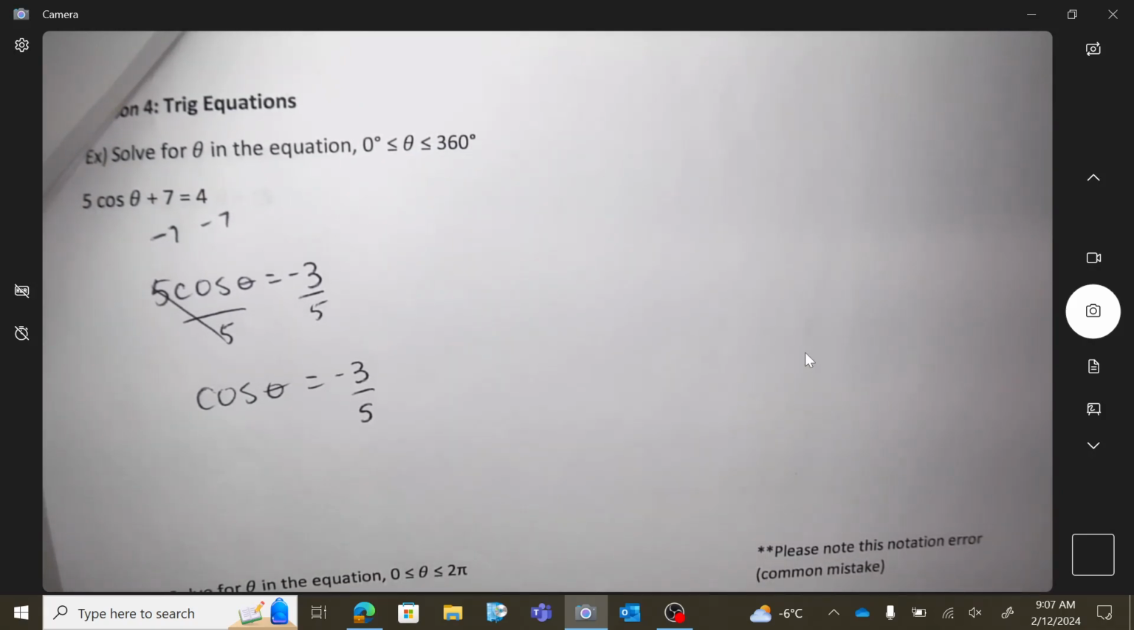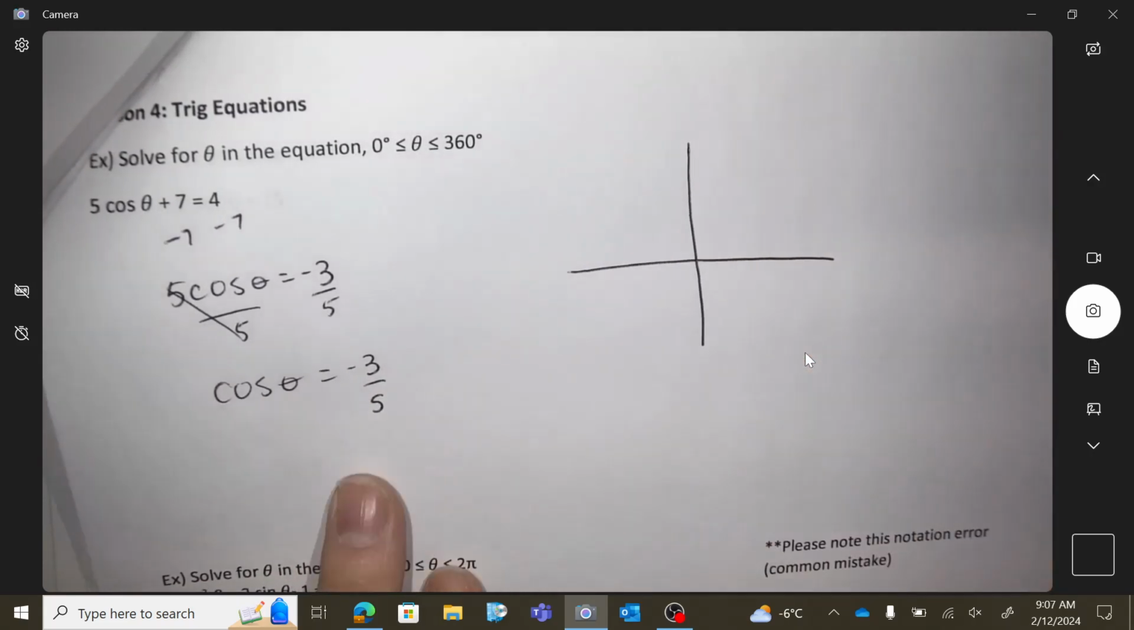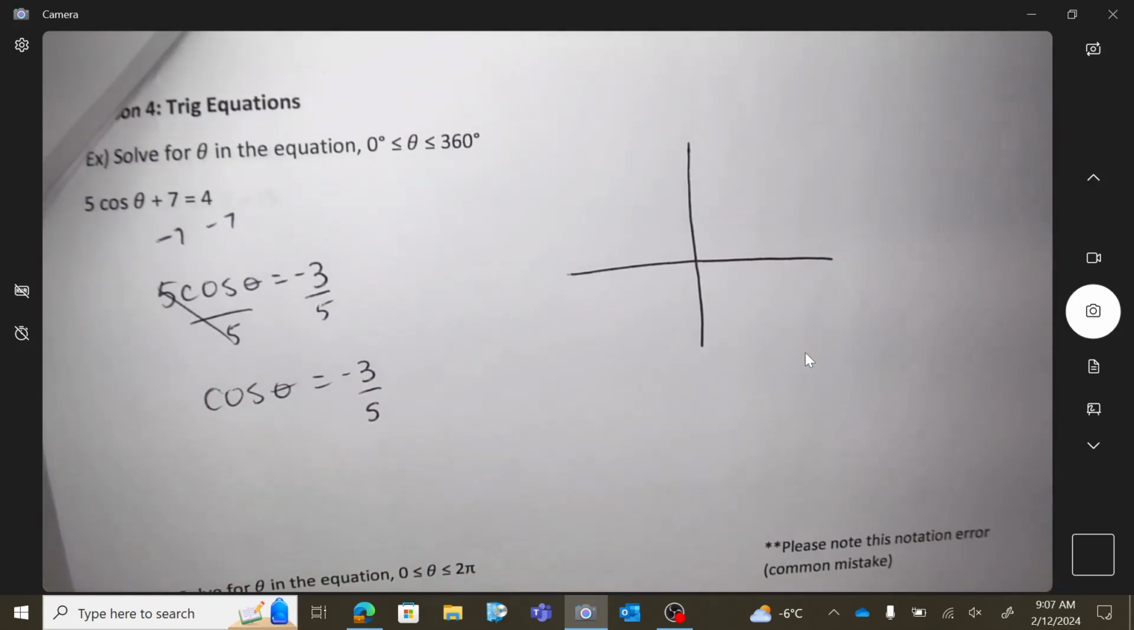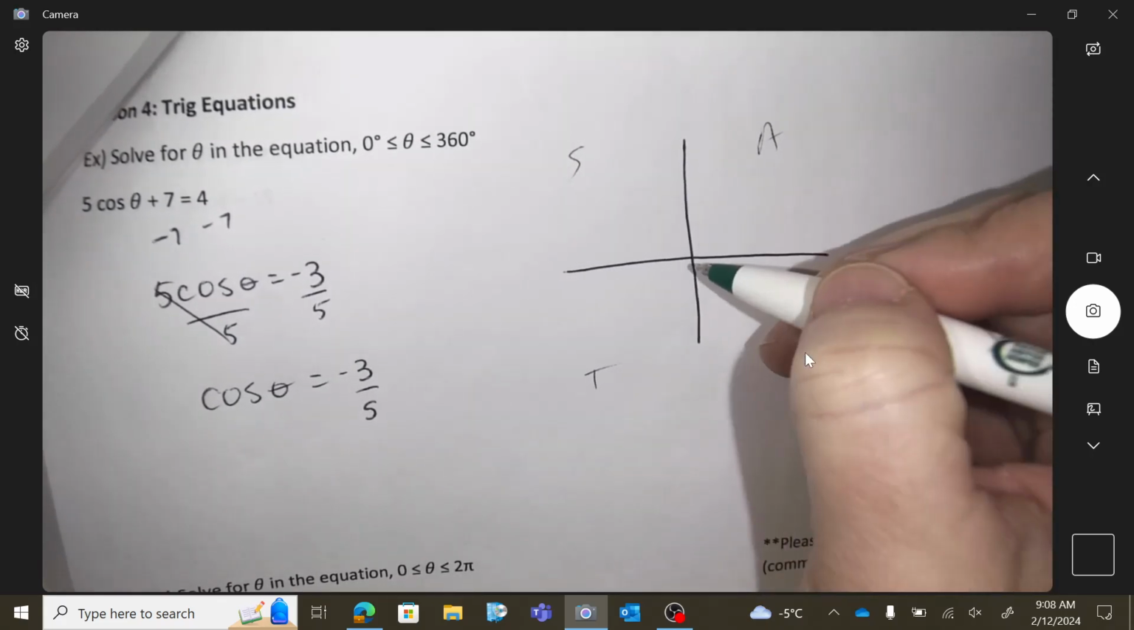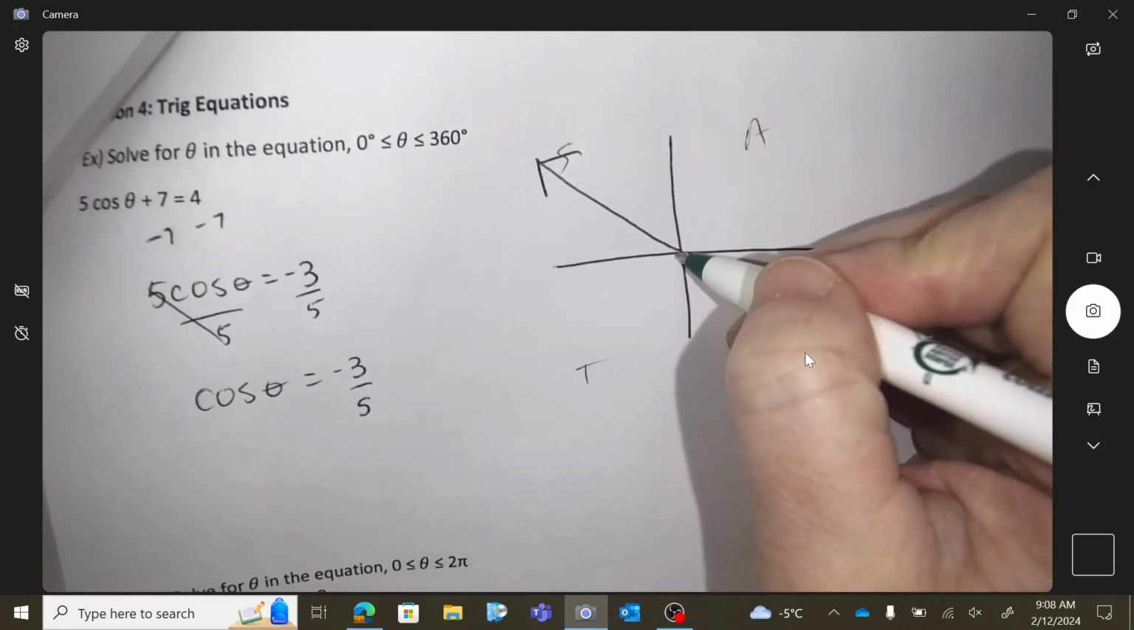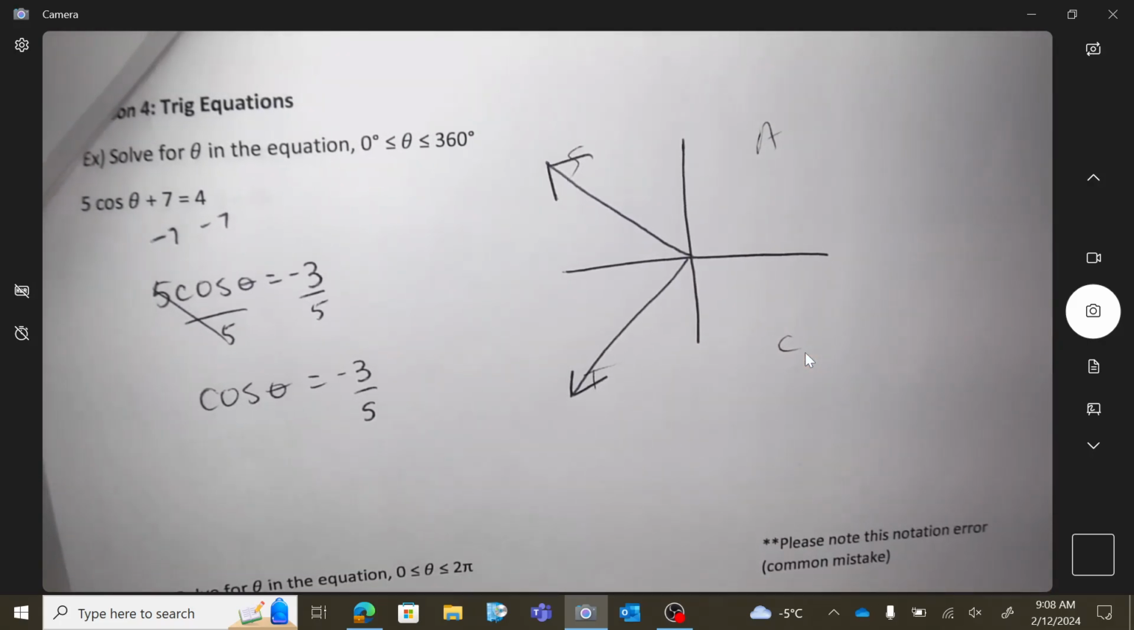Okay, so remember this part is you finding just a trig value. There's trig values and then there's angles. Those are different things. Okay, so now we go into the where. Where am I? So you have to process your ASTC. And where is cos negative? Where would cos be negative? Did you pick the left-hand side? That make sense?